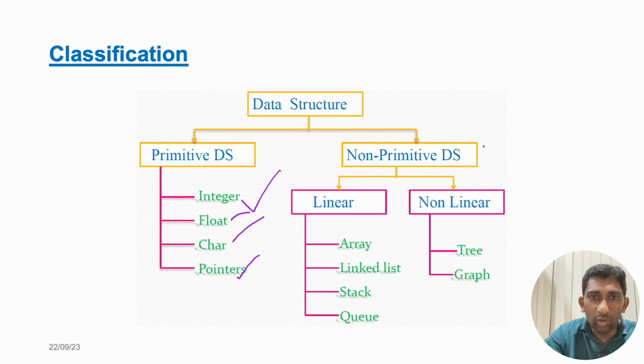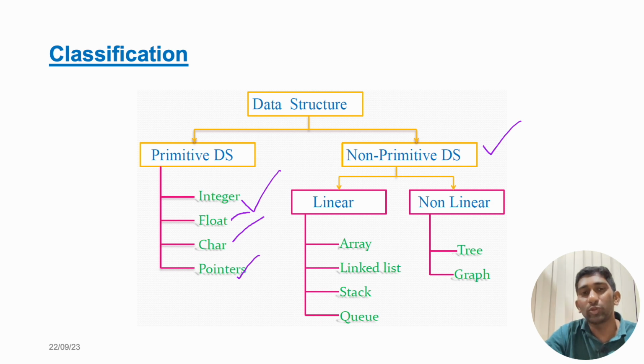Now coming to non-primitive data types, that is user-defined data types. We can create our own data structures and our own data types. For example, if I want to collect all the students' marks, I can create an array. If I want to store the data in the form of a list, I can create a linked list. If I want a LIFO model, last in first out, then I use a stack. If I want a FIFO model, then I will use a queue. If I want to store the data in an unorganized, random manner, then I can go for trees and graphs.